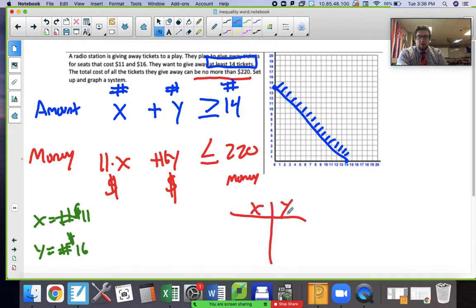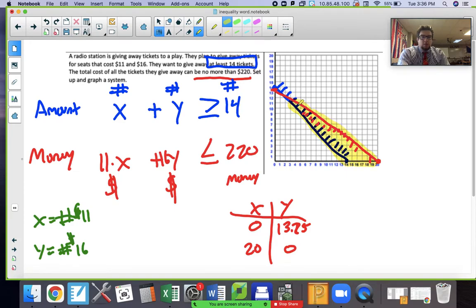So when we make our tiny table, we get 13.75 and 20 as our intercepts. So based purely on money, the most I could give away of $16 tickets is 13 and 3/4, or 20 $11 tickets. But I can't give anything more. I would shade below. So our solution set is in between these two lines. In between those two lines will allow us to give more than 14 tickets, but less than $220.